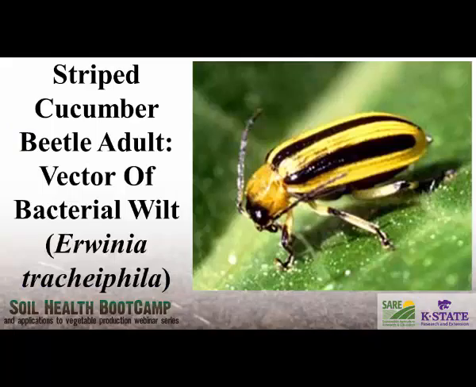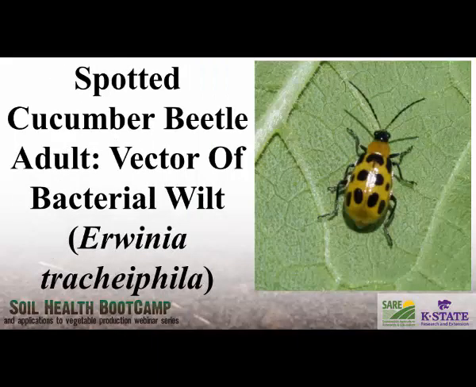The striped cucumber beetle adult, as shown in this image, feeds on watermelon, muskmelon, and cucumber. This insect serves as a vector for bacterial wilt, a serious disease of cucurbits. The spotted cucumber beetle adult, as shown in this image, also feeds on watermelon, muskmelon, and cucumber. The spotted cucumber beetle adult, like the striped cucumber beetle adult, serves as a vector for bacterial wilt.